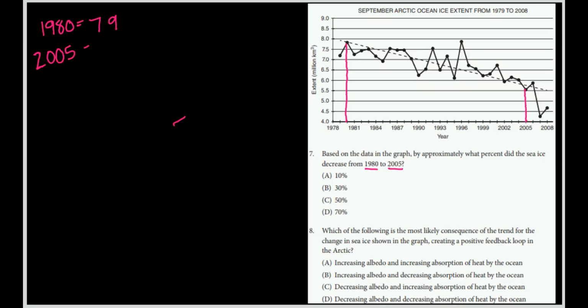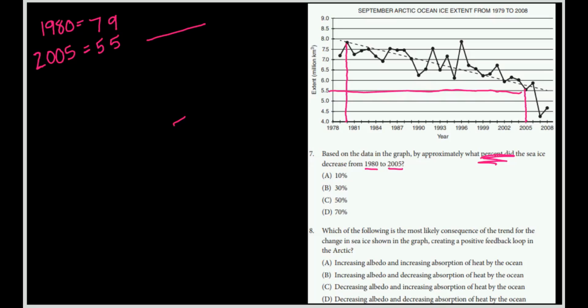if you need to, use your pen to draw across so you don't get messed up with the line. There's no shame in that. You want to get the right answer regardless of what you have to do. So let's see. Now what does it say? By what percent did the sea ice decrease from 1980 to 2005?